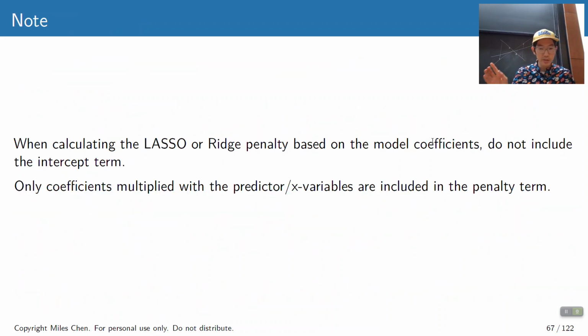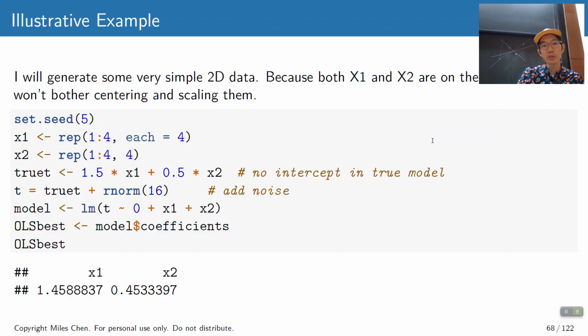One thing is the intercept terms are not factored into the lasso or ridge regression penalties. So I've been writing lambda times the L1 norm or the L2 norm of the W vector. Don't include the intercept term in that W vector. Okay, so only coefficients that are multiplied by the predictor X variable are included in the penalty term.